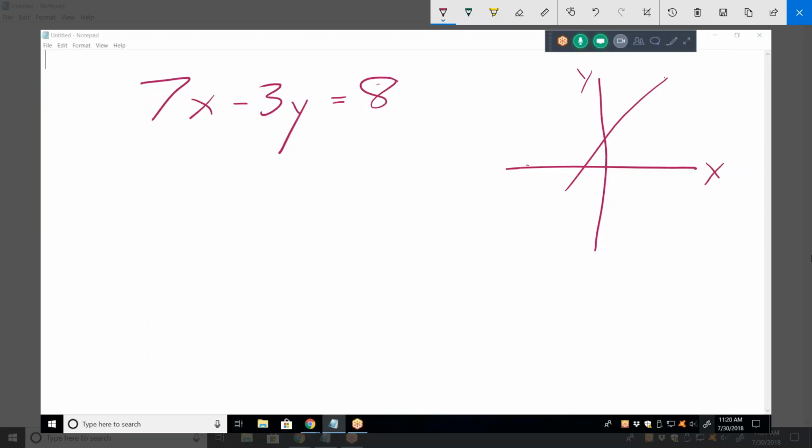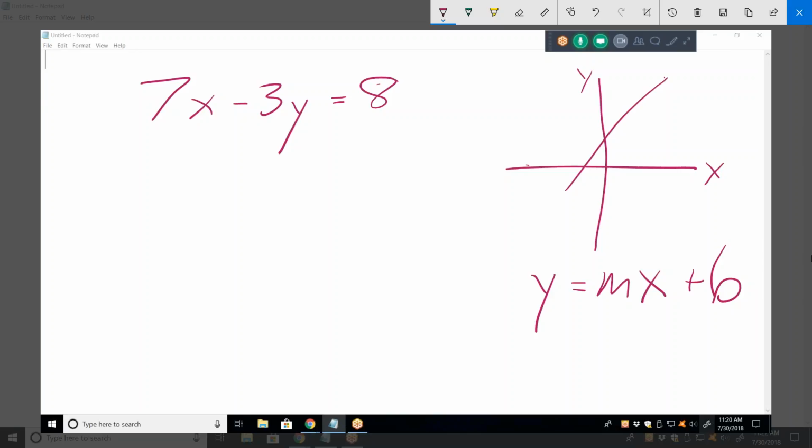Now, this concept of slope and rate of change is really big in math. So the main formula you have to remember is y equals mx plus b. What is b? The y-intercept. What's m? The slope. Yeah, m is the slope.